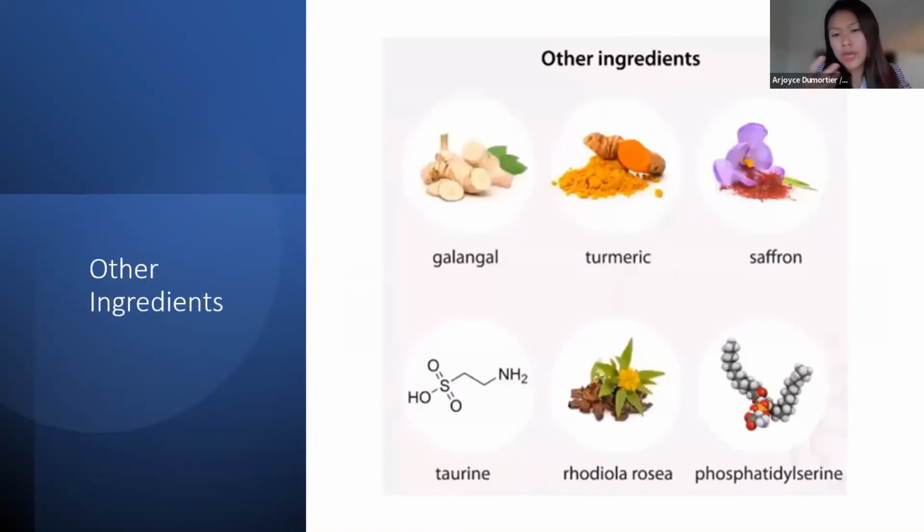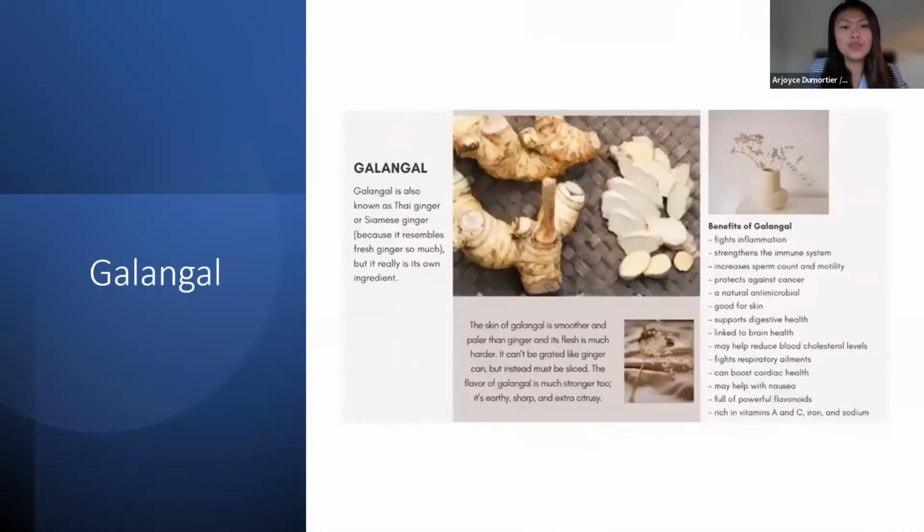Now, of course, we have the two main ingredients, but we also have other ingredients that play a very good role in our Atomy memory up health supplement. These are galangal, turmeric, saffron, taurine, rhodiola rosea, and phosphatidylserine. I will not be able to discuss everything, otherwise our meeting will be too long, but I will discuss some of them so that we all have an idea of how important the role of these other ingredients is. So the first one is galangal.